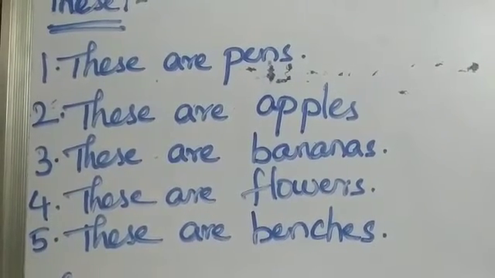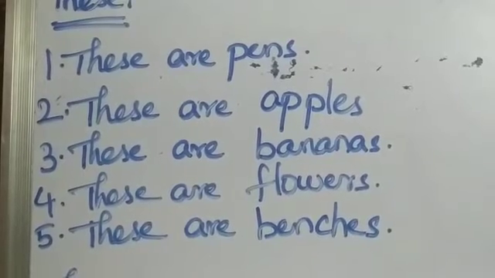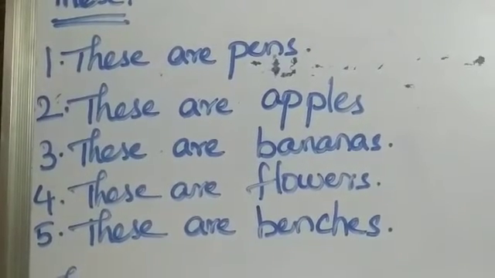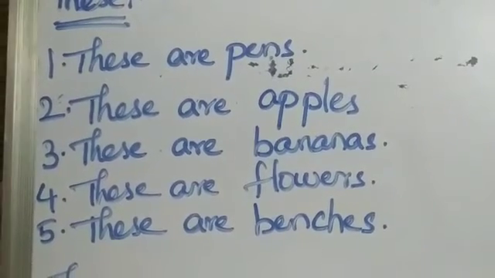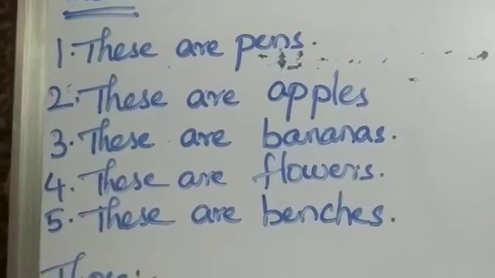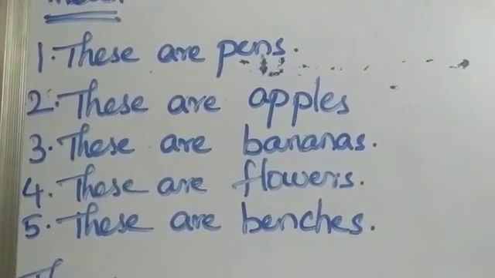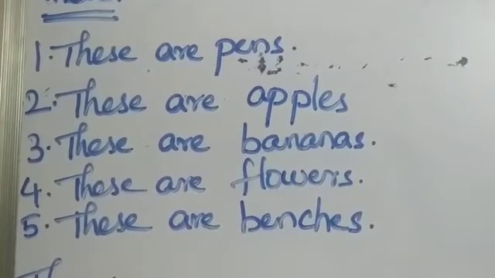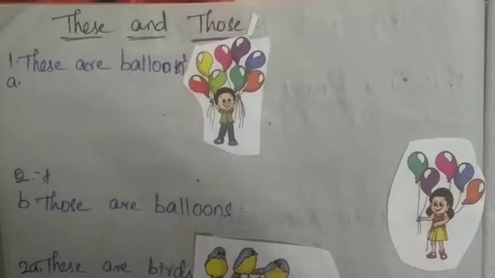These are bananas. Yes, everyone is aware of bananas too. These are flowers. These are benches. Here, if we are using the word these, it means it is in plural form, more than one. Let us see some more examples based on these. These are balloons.